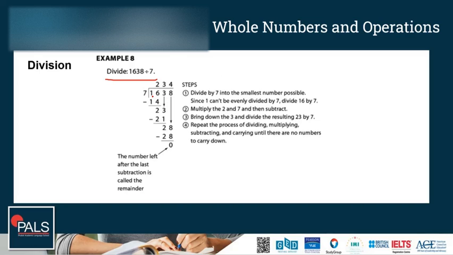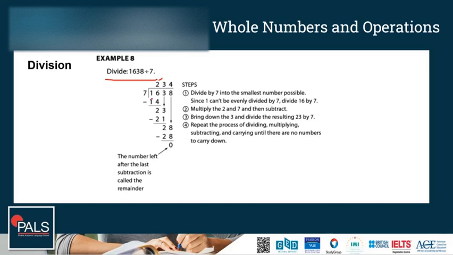So write 1638 inside, then put the divisor, the 7, outside. So the first step is divide by 7 into the smallest number possible. So let's start with 1. But 1 can't be evenly divided by 7. So we will include the 6. So we have 16 divided by 7. How many 7 in 16? So there are 2.